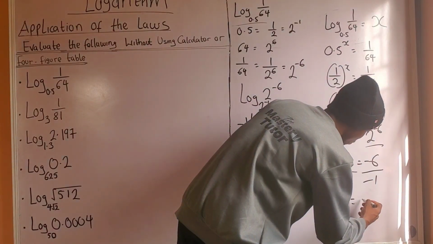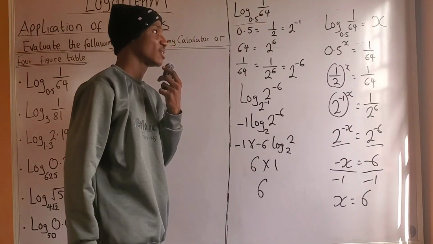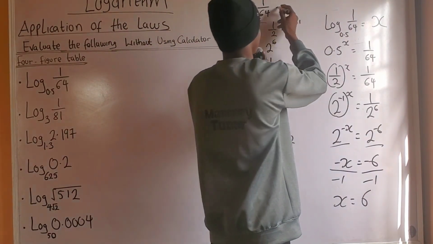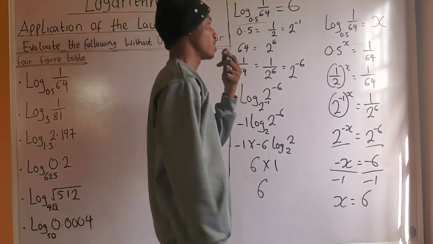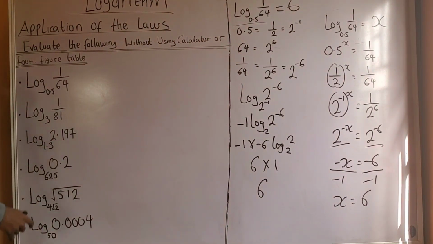So x is equal to 6. Are you getting it? You can see that we arrive at the same answer. Since I said that this logarithm equals x, the answer here will be 6. Okay? So that is the solution to the first question.